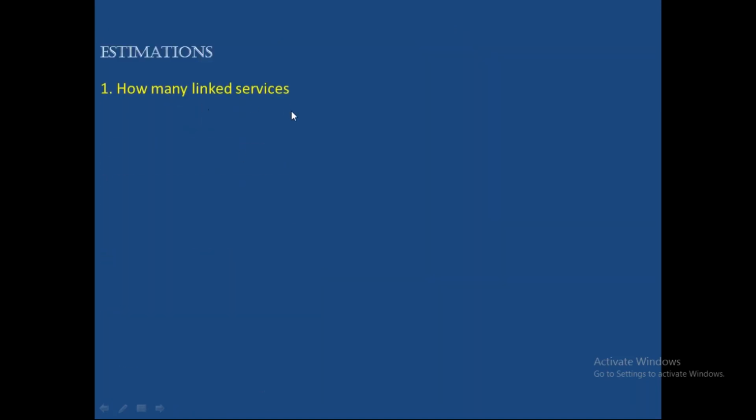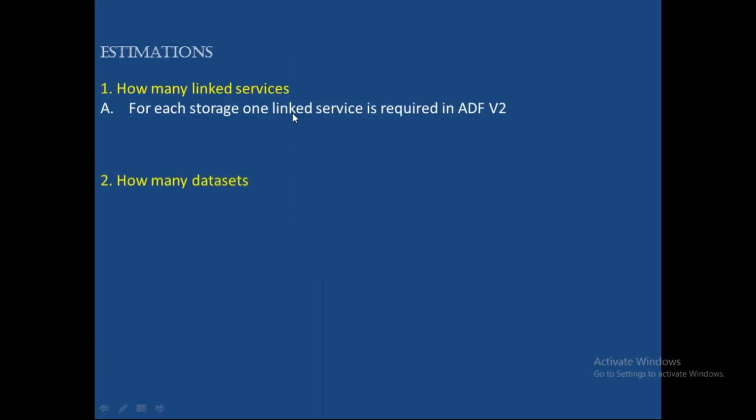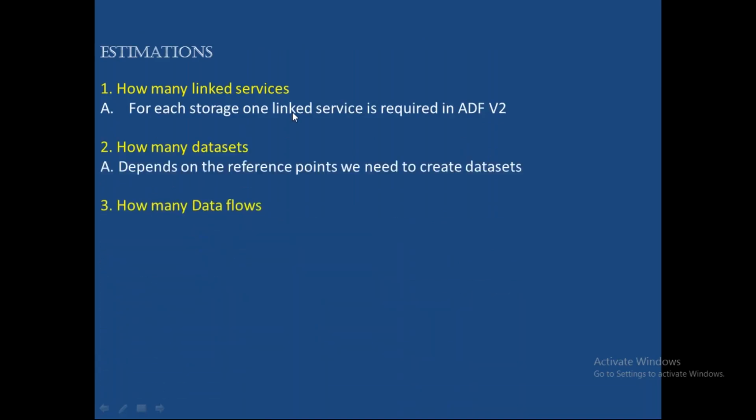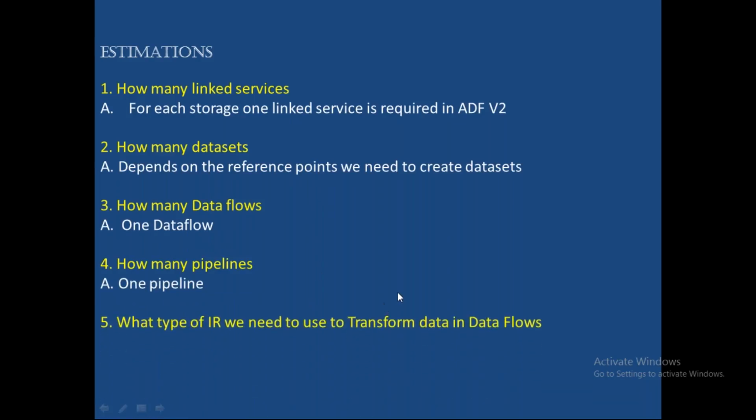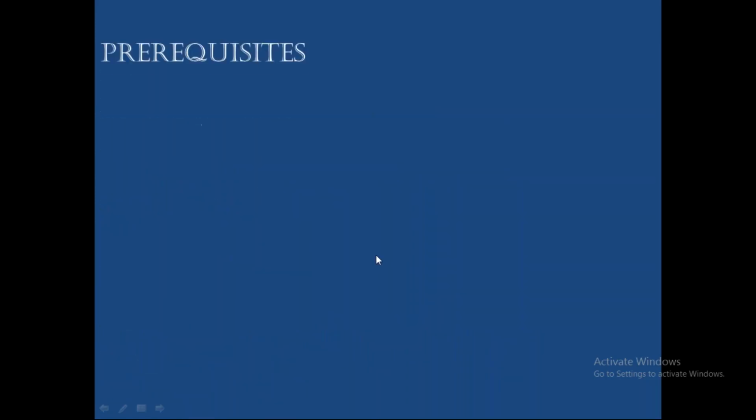Okay. So estimations. How many linked services we need? Only one linked service, you know. So data sets depend on reference points. We need to create data sets. One data flow I will create, one pipeline I will create. What type of IR we need to use to transform data in data flows? Transform means to transform this data, we are going to dispatch the job. For that, I'm going to use the Azure integration runtime.